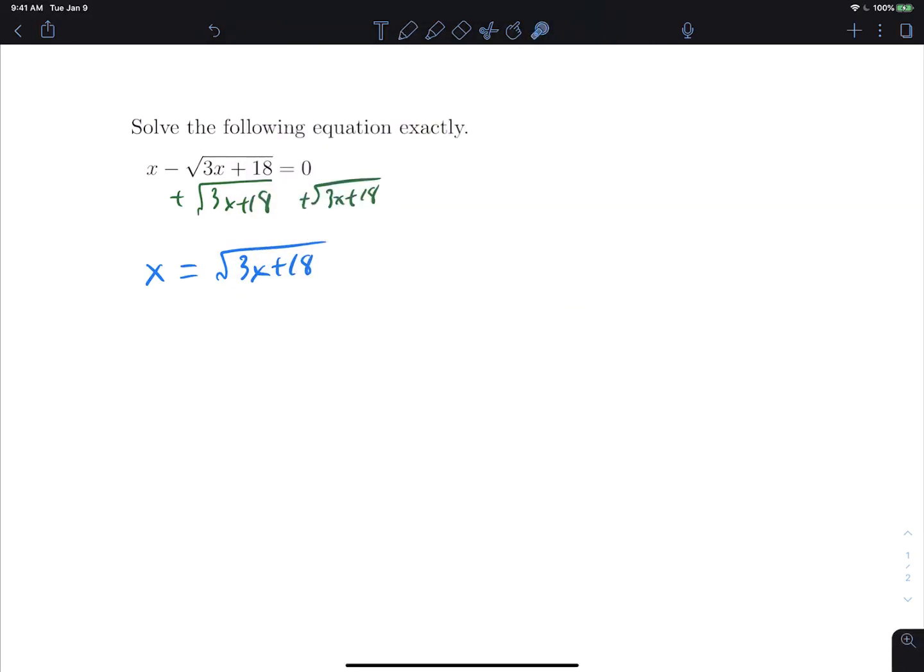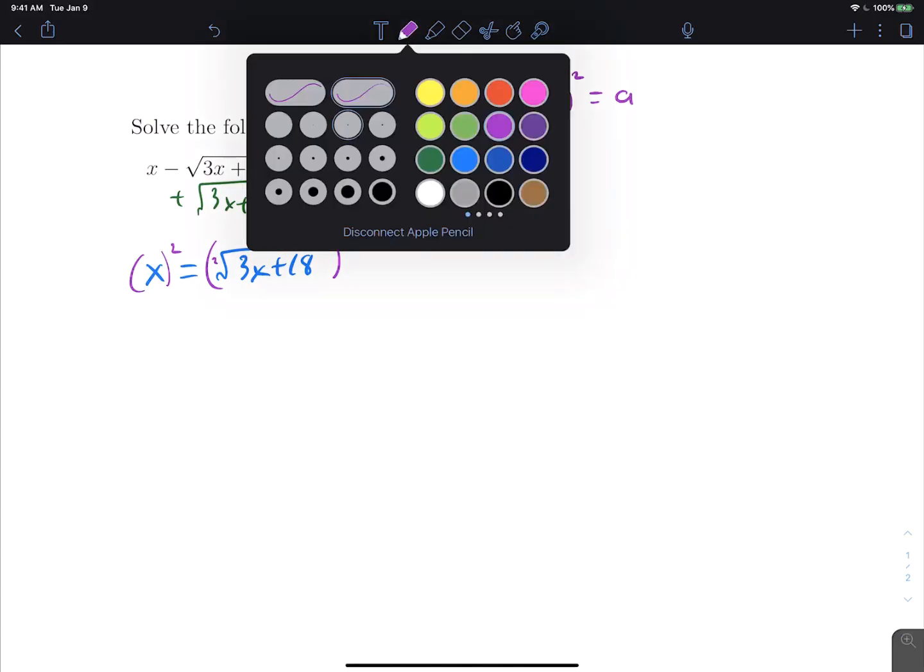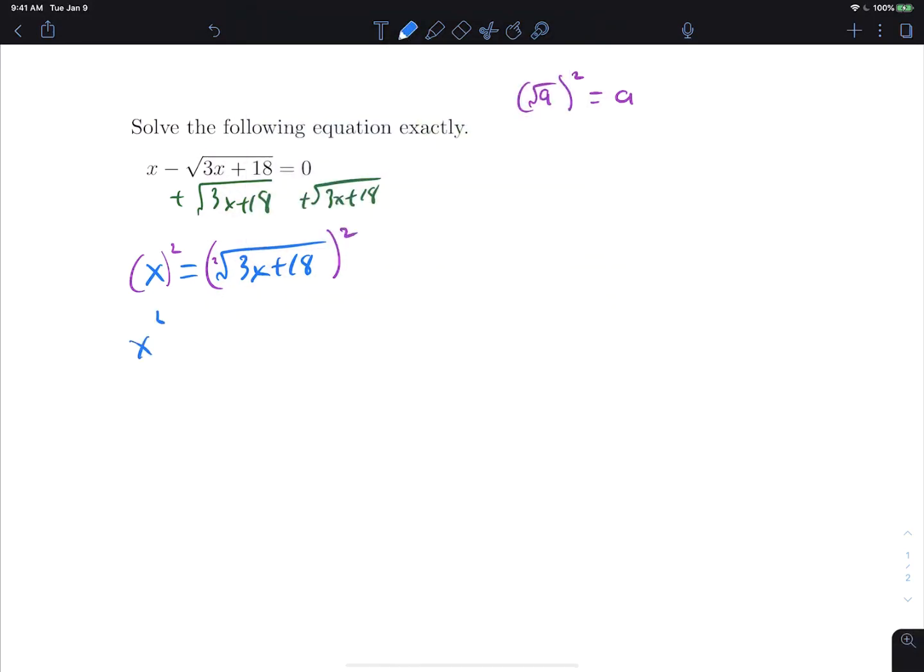And then from there, you realize that since the radical's by itself, you're going to take both sides to the power of the index. There's an understood 2 for the index. That means that we're going to square both sides. And here's something very important. The square root of a squared is a, no matter what a is. So this square root and the square effectively cancel each other. And on the left-hand side, we have x squared. But on the right-hand side, we have 3x plus 18.